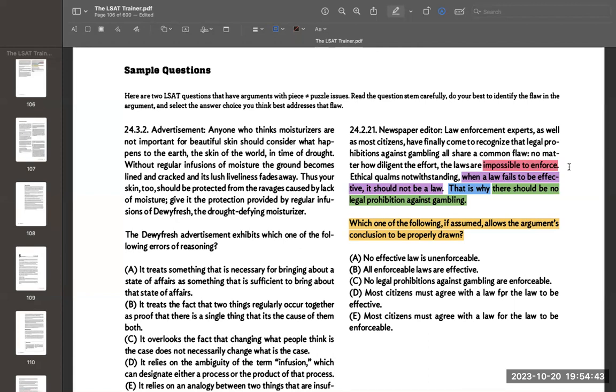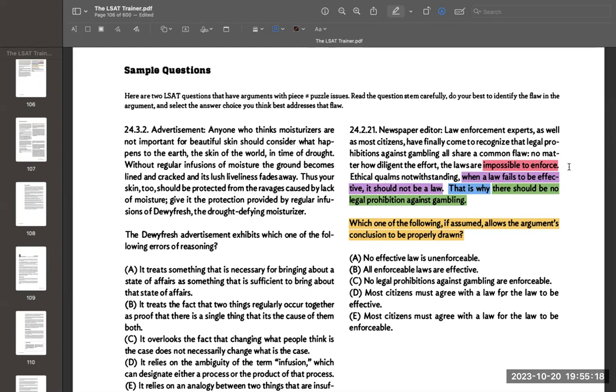So they're trying to make this argument, and they're assuming that unenforceability equals ineffectiveness. Okay, so in order to fill that gap, we have to take what they've told us is true, which is that these laws are impossible to enforce, and we need to be able to link that to this principle that when a law fails to be effective, it shouldn't be a law.